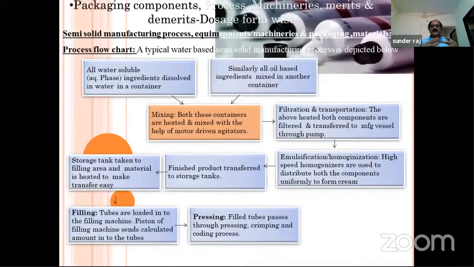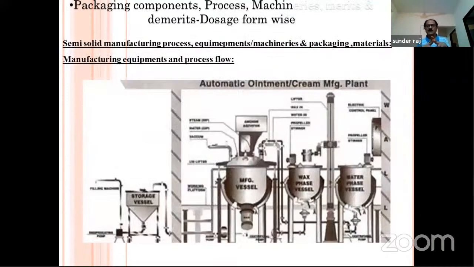And these are the various process steps. All water soluble ingredients, similarly oil based. I wanted to show you the various manufacturing process steps involved in the manufacturing of emulsion based creams and gels. Mixing, filtration and emulsification, then finished product, storage tank and filtering, then pressing. These are the various steps used in the manufacturing of semi-solid dosage forms, especially emulsion based creams and gels. This is what I just wanted to show in the picture.